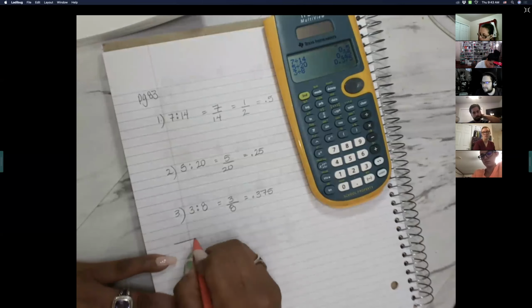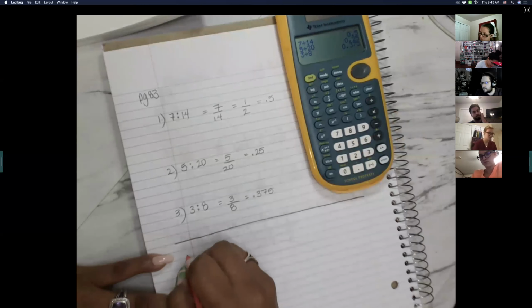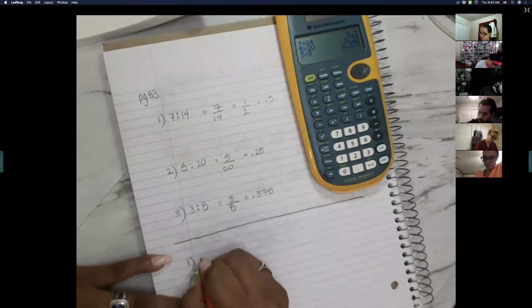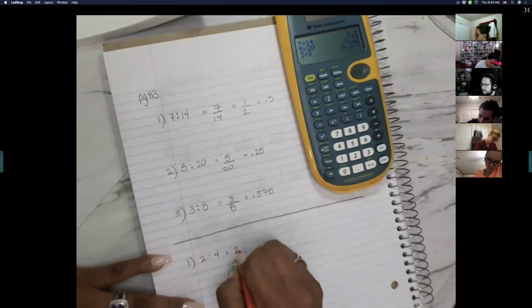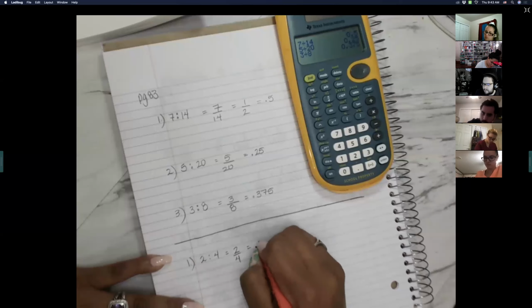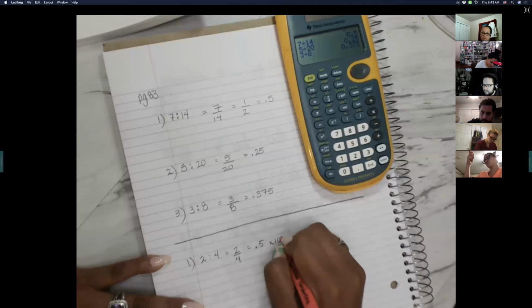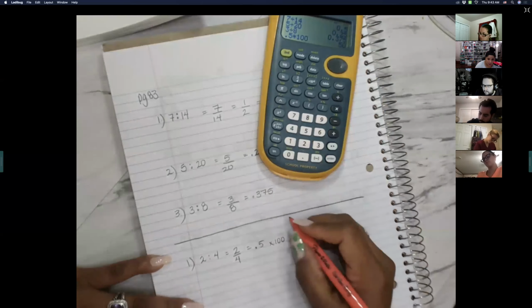Now the last section on page 83 is change the following ratios to percents. So we're doing the exact same thing. We're going to do number 1. The ratio is 2 to 4. Set up your fraction, 2/4. That's 0.5. Take that decimal, multiply it by 100. What is your percentage? It's 50%, right?